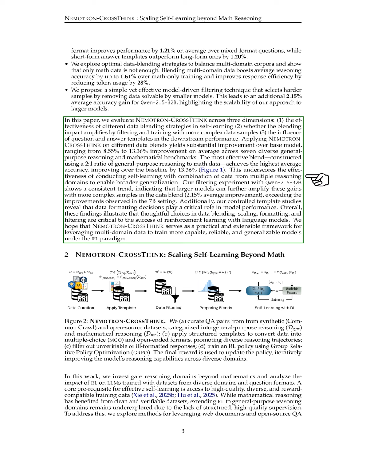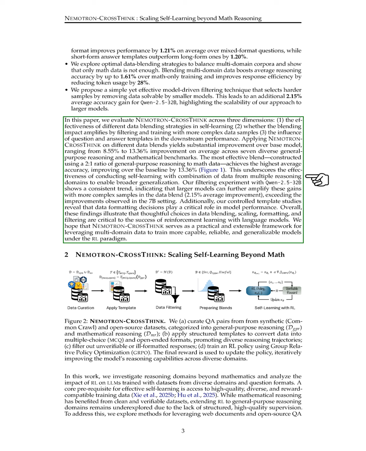Section: NEMOTRON-CROSSTHINK, Scaling Self-Learning Beyond Math. In this section, we investigate reasoning areas beyond mathematics and examine how reinforcement learning, RL, affects large language models, LLMs, trained on various datasets and question types. A key requirement for effective self-learning is having access to high-quality, diverse, and reward-compatible training data.